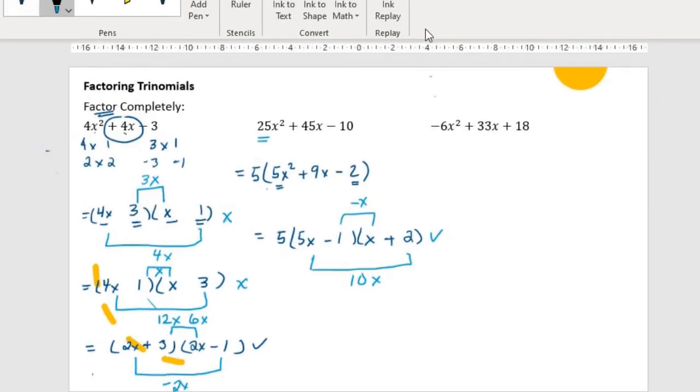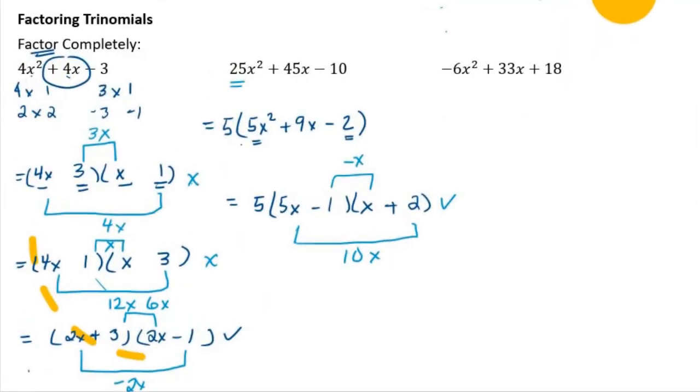For the third one here, what do you see? Well, it's related to the second one in that I've got a greatest common factor of 3. 6, 33, and 18 are all divisible by 3. So while those numbers look big, I can shrink them down a little bit by taking out the common factor first. The other thing I don't like about this problem is the negative x squared. So I'm going to pull out the negative.